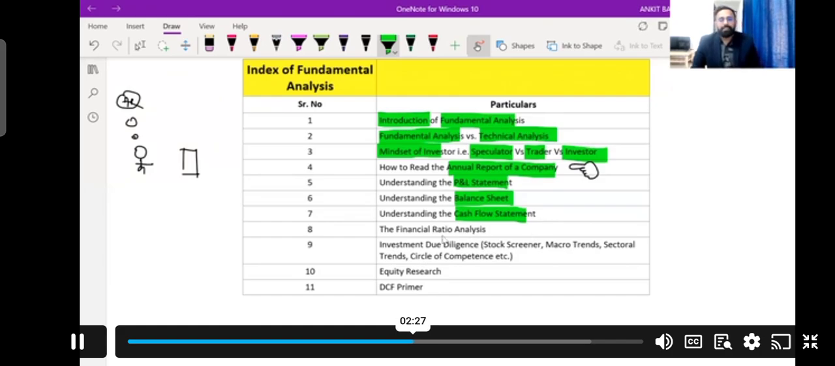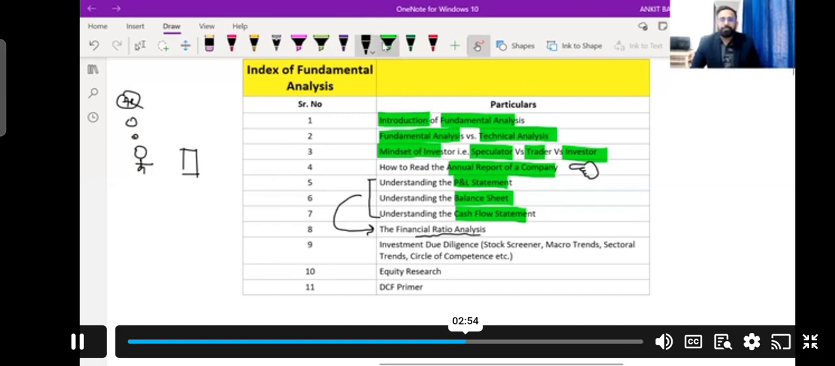Now, if I talk about financial ratios, we will be discussing financial ratio analysis. Once you understand how to prepare financial statements, after that we will learn about ratios: how you can calculate the ratios of any company, and how ratios will help you analyze the financial statements of any company. So here we will be following a holistic approach to understand fundamental analysis.